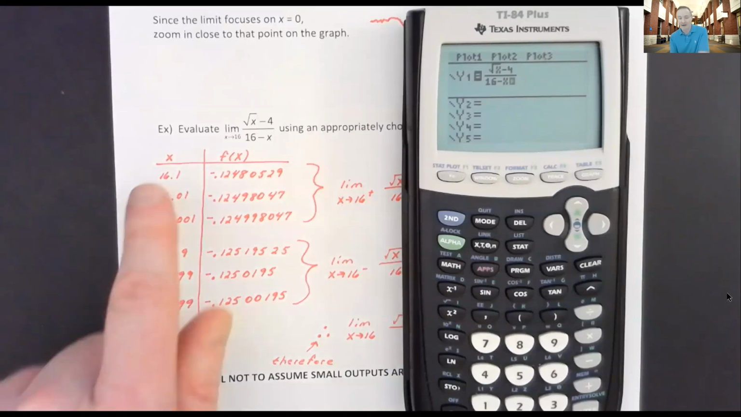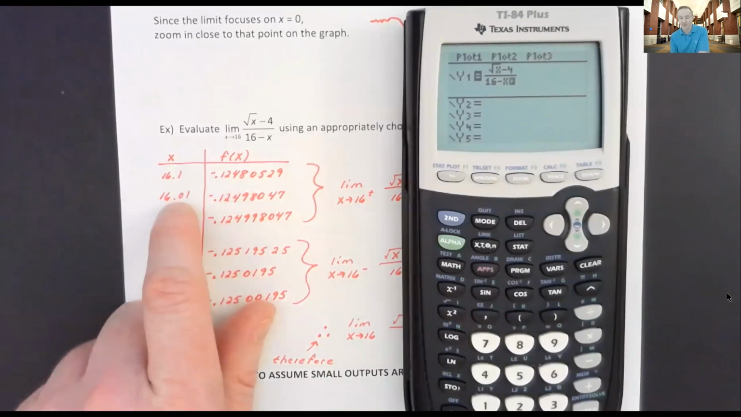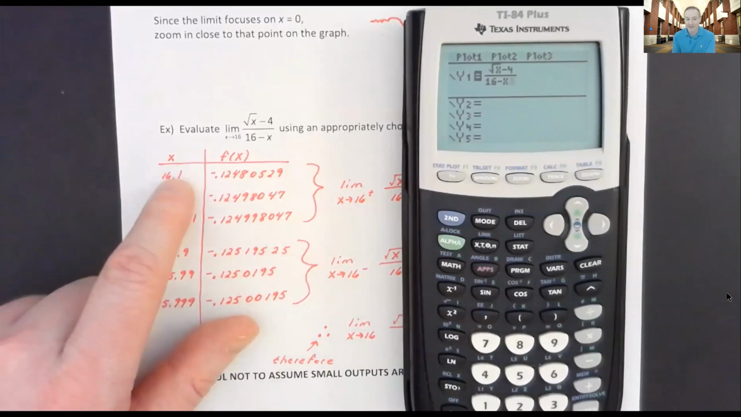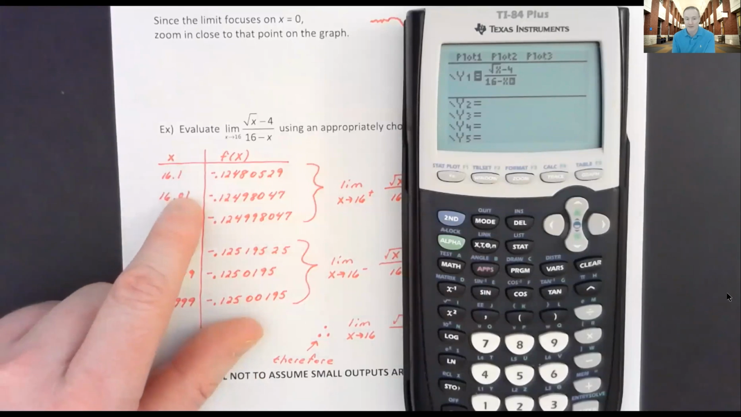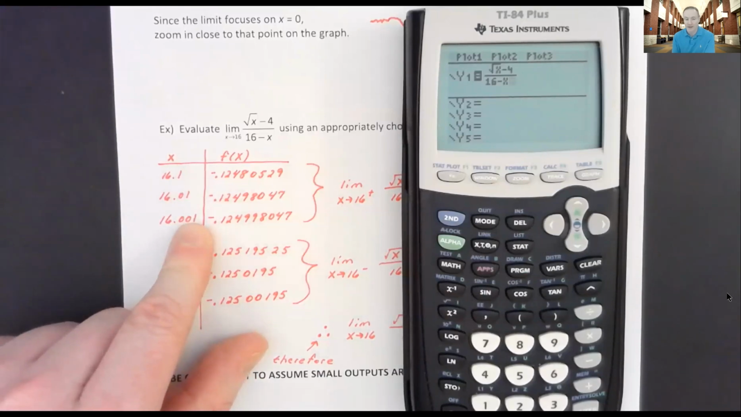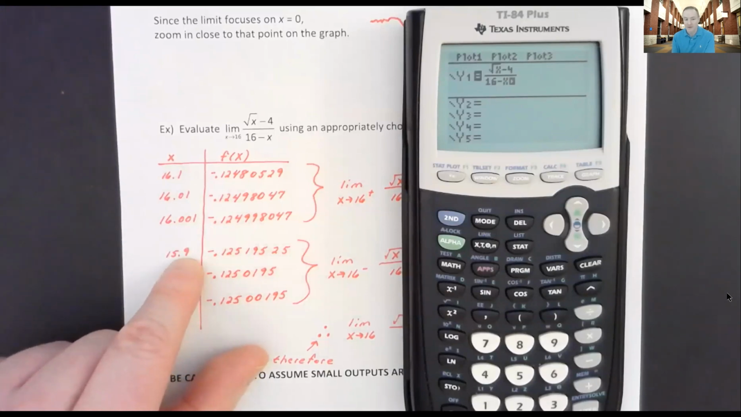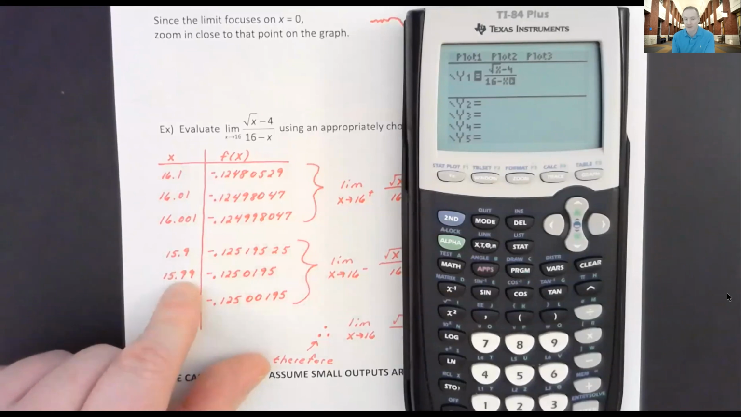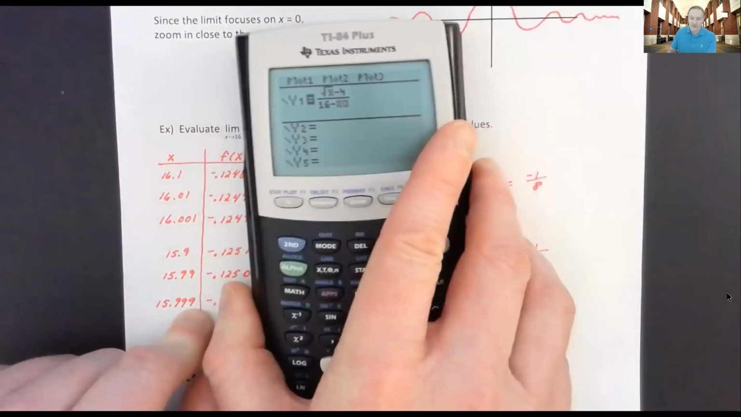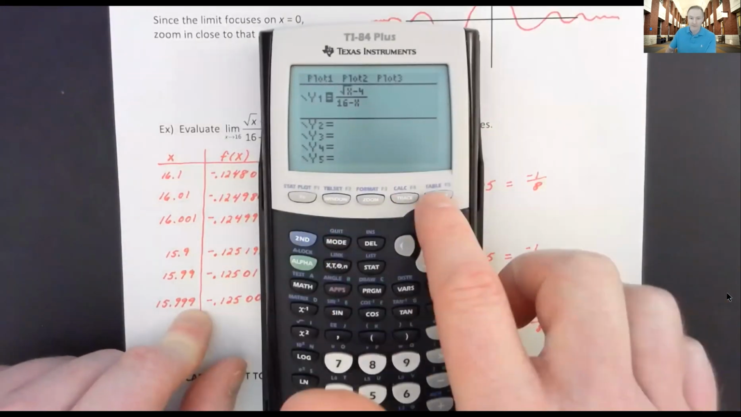So I need to find out what happens as I approach 16 on the right-hand side. I think it's wise to always go 1/10 of a unit to the right, then 100th of a unit to the right, and then 1,000th of a unit to the right. As we're approaching on the left, I would do 1/10 of a unit to the left, so 15.9, 100th of a unit to the left, 15.99, and then 1,000th of a unit to the left, 15.999 would be fine.